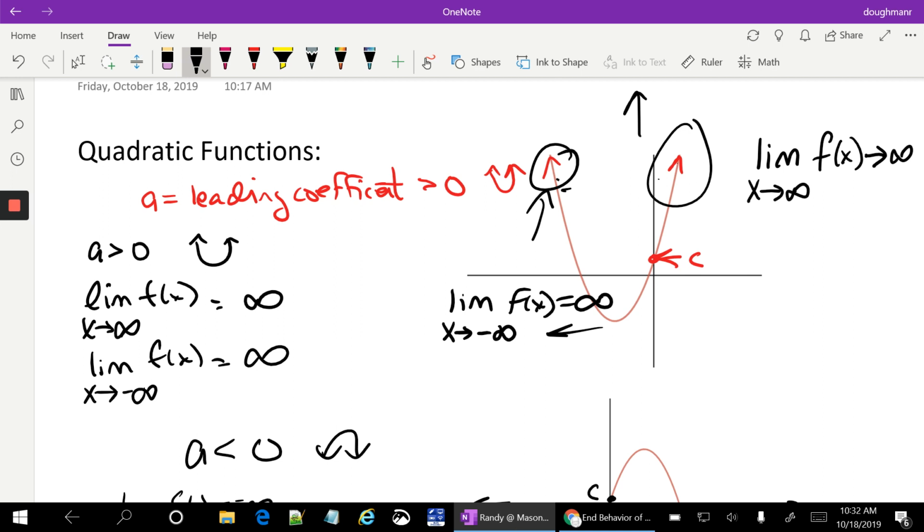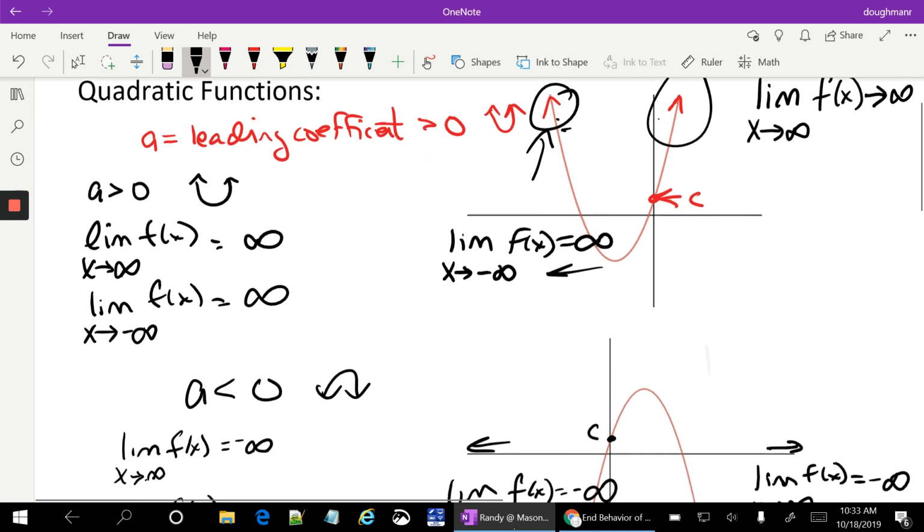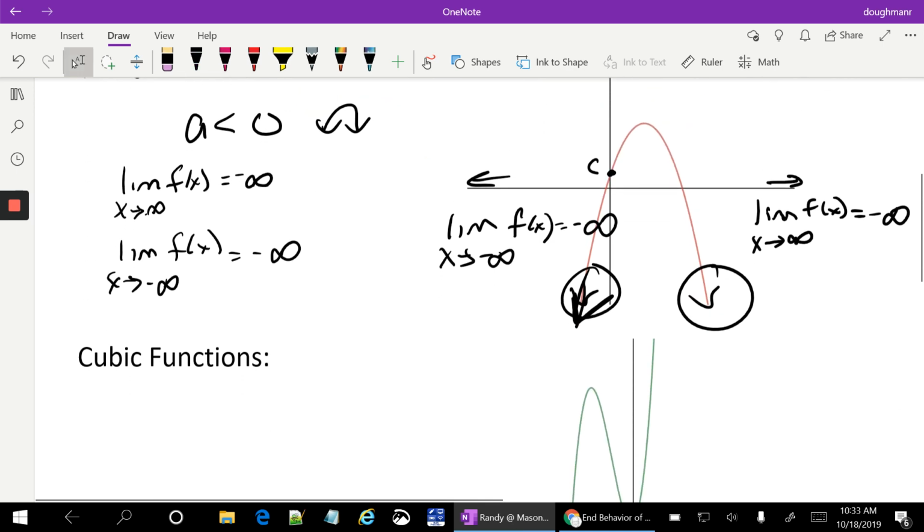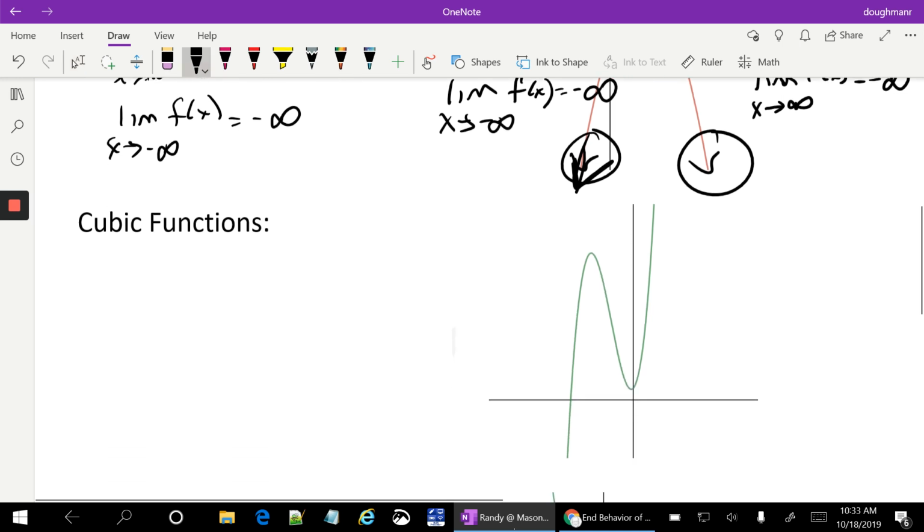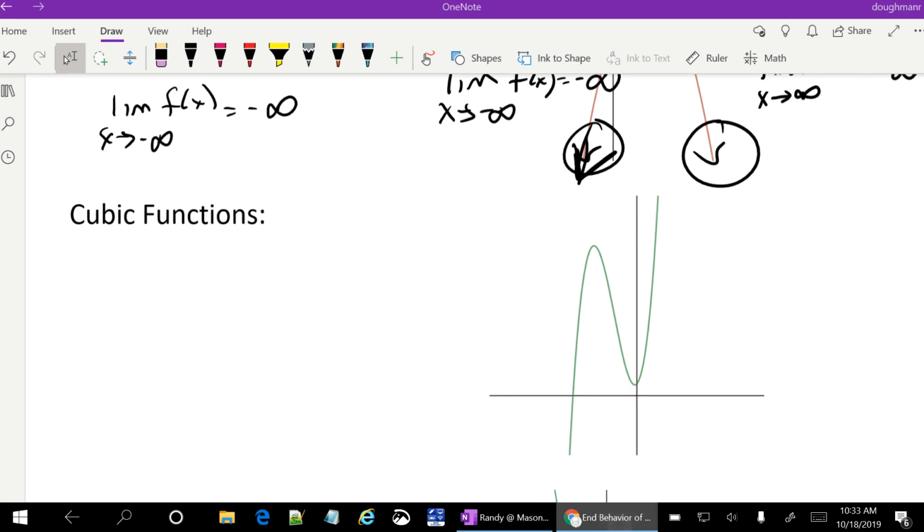Since the parabolas open up, both sides of the parabola go off to positive infinity. As soon as we have a leading coefficient that is less than 0, we flip the parabola, and then each side of the parabola goes off to negative infinity. Now let's look back at a cubic function.